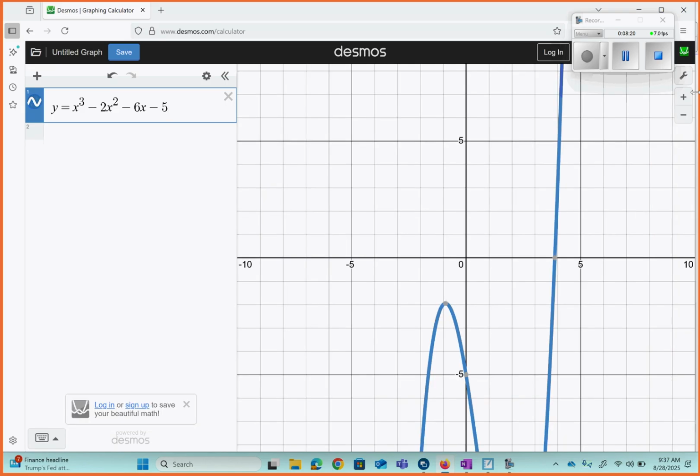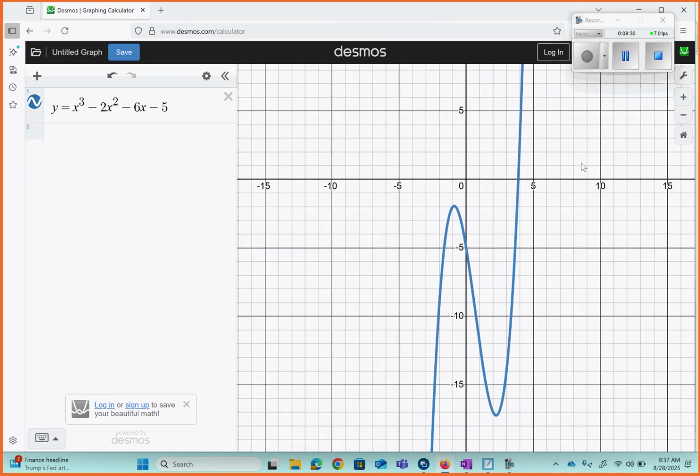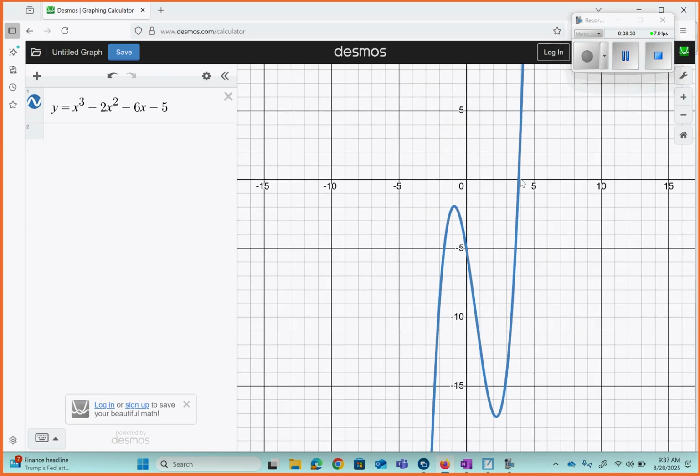So it looks like we have one x-intercept here. We have a y-intercept here. Actually, I've got to make this a little bigger. Okay, so you're trying to see everything that's taking place. So here's my x-intercept. Here's my y-intercept. This is called a local max.